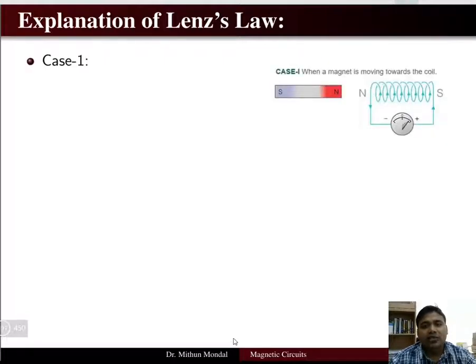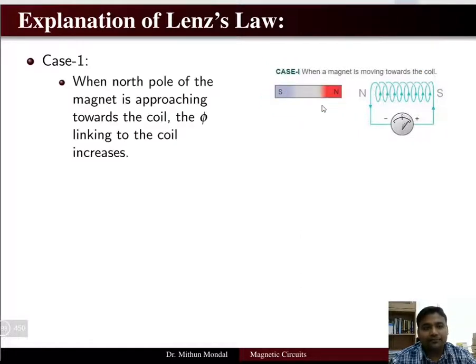First case we take when a magnet is moving towards the coil. So we have taken a bar magnet. Here we have a north pole and here you have a south pole, and there is a coil. The coil is stationary. There is no movement in the coil. Only the magnet is moving towards the coil. So when the north pole of the magnet is approaching the coil, the flux linking the coil will increase. So here you have the north pole, and as the magnet is approaching the coil, what will happen? The flux linkage between the magnet and the coil will increase.